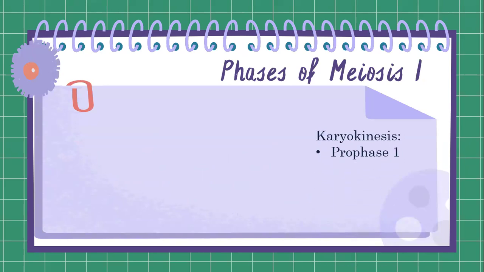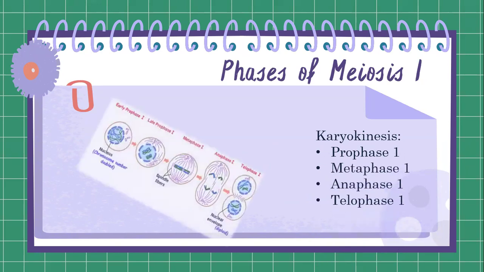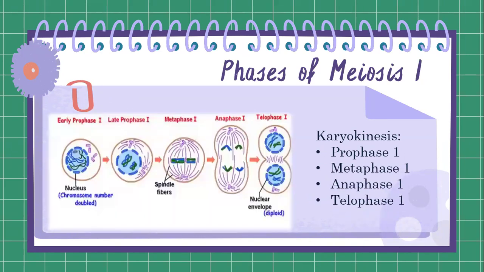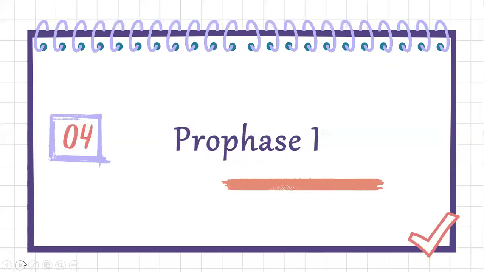We will do karyokinesis. In karyokinesis: prophase I, metaphase I, anaphase I, and telophase I. So we are discussing all these phases separately. Okay. After that, we have got a little idea of meiosis from the diagram. Now we will look at prophase I.